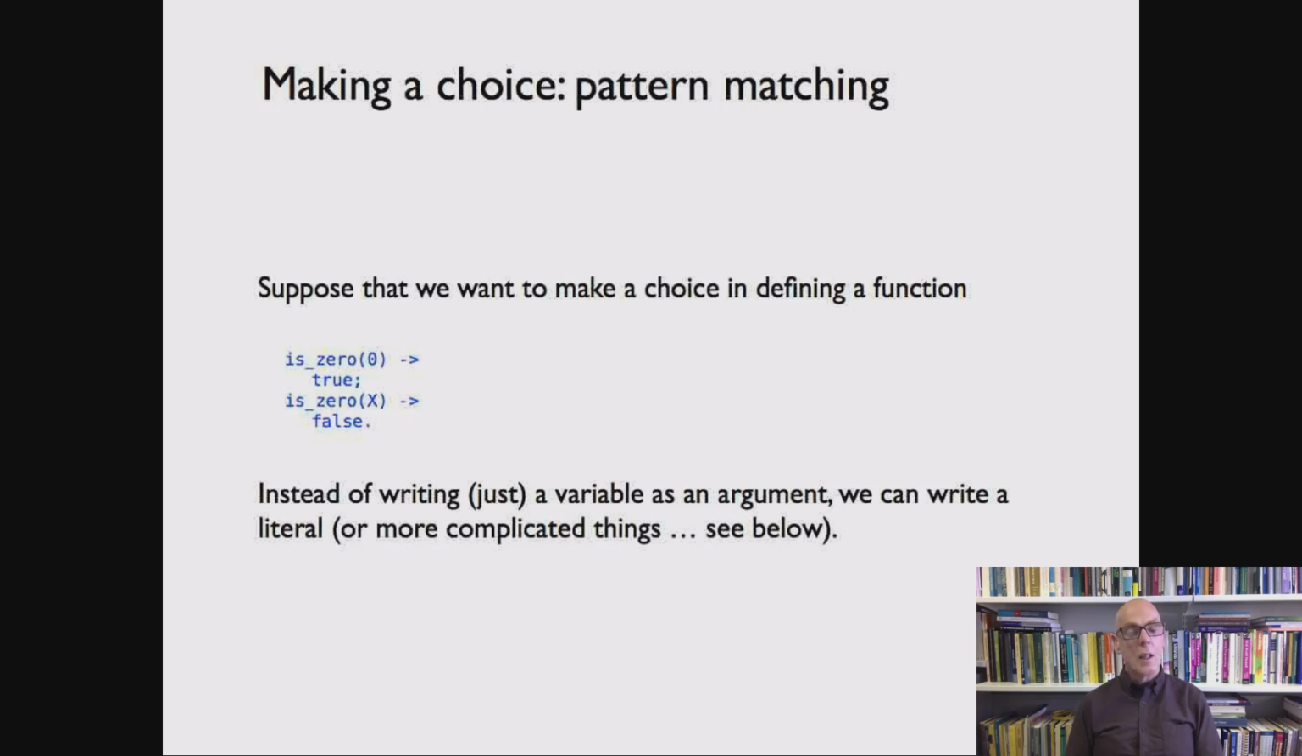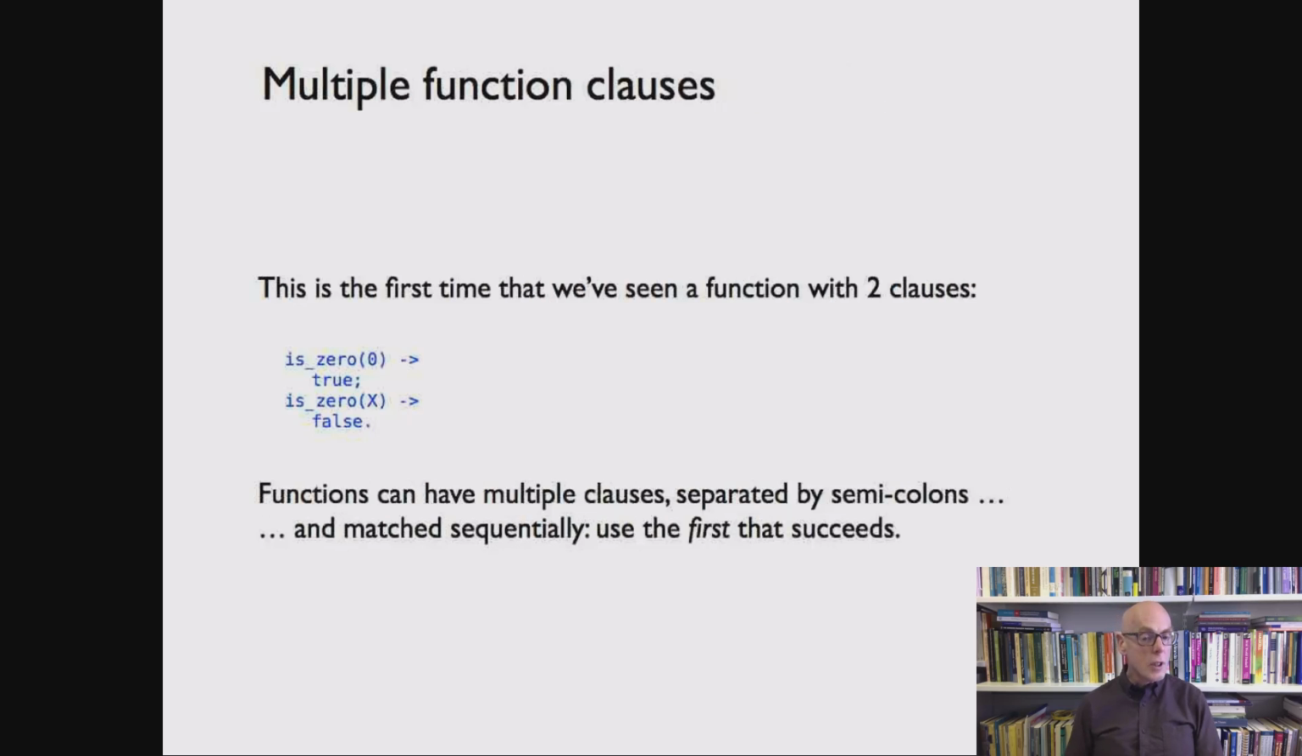And these are matched in sequence. So if it's possible to use the first clause, that is when the argument is 0, we use that. Otherwise, the second clause is only used when the first clause doesn't hold.